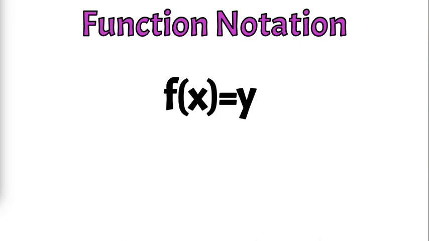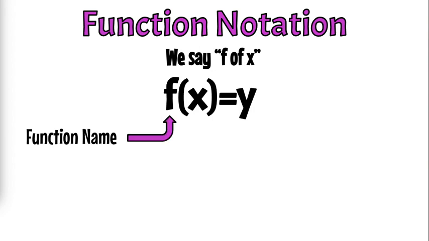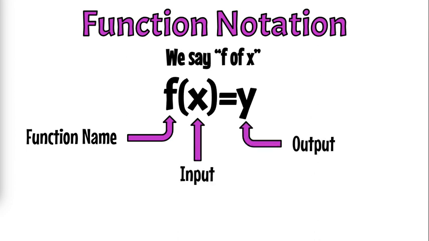In this video, we're going to be talking about function notation. Function notation looks like this. We have a statement that says f of x, and it's equal to y. So we say f of x equals y. F is the function's name, x is our input or domain, and y is our output or range.